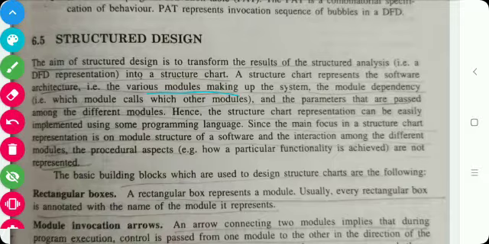and the module dependency means the communication between those modules. Again, which module calls the other modules and the parameters that are passed among these modules. Hence, the structure chart representation can be easily implemented using some programming language. If we are given the input as the number of modules and module dependencies, then we can easily implement that in the programming language. So the basic building blocks that are used for the structure chart, as we have shown you, are the symbols.